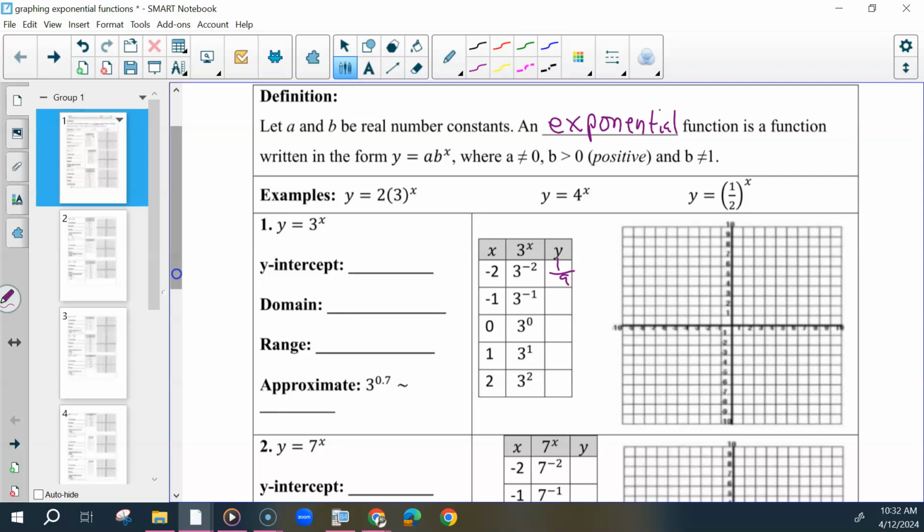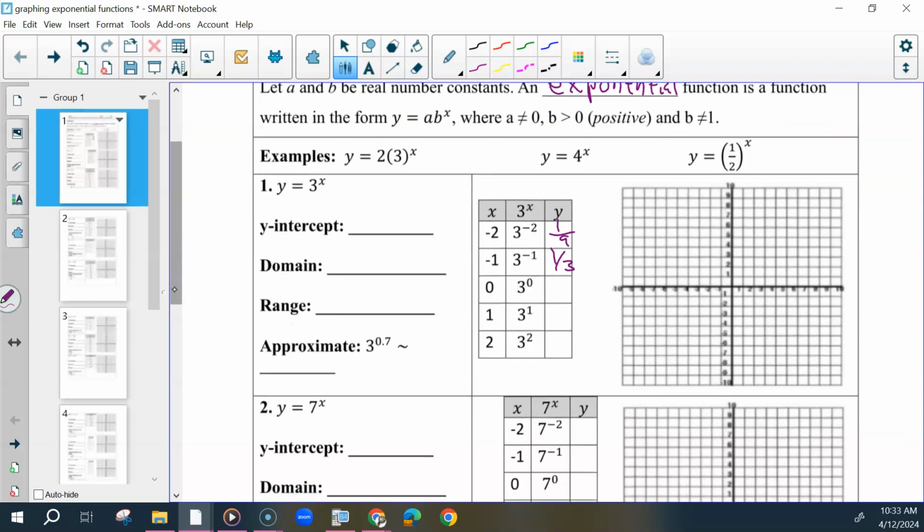So 3 to the -1 would be 1/3. Anything to the 0 is 1, unless it's 0 or a negative. 3 to the first power? 3, and 3 squared. Nice.